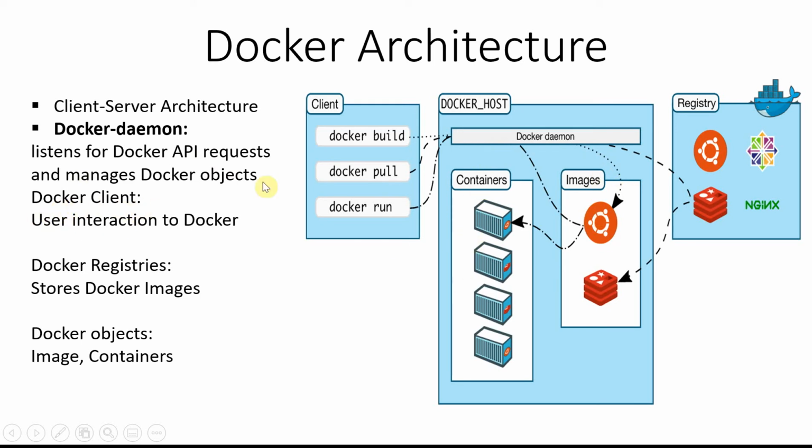The Docker client is for user interaction with the Docker software. The Docker registry is where it stores all the popular Docker images. If an image is not there, it will download it from the Docker registry. Docker objects are your images and containers, where it will download the image, create a container, and then execute the commands inside the container. So these are the terminologies that you need to know for Docker: image, container, registry, Docker daemon, and client.